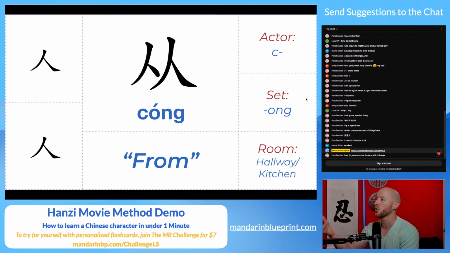And this means from or follow. And I think either way, if it's from, then you come from the person in front of you. And if it's follow, you're following the person in front of you. They're actually quite similar concepts.